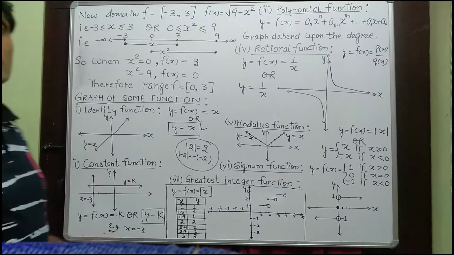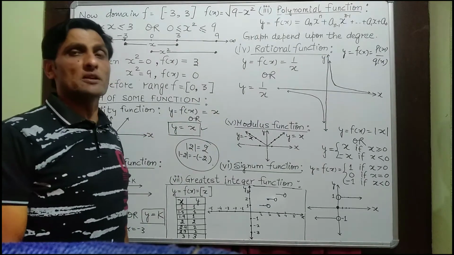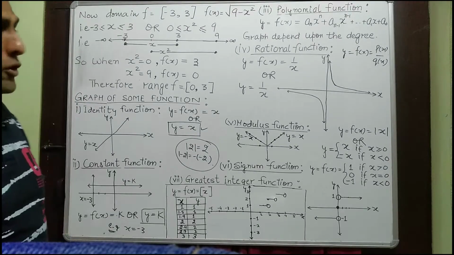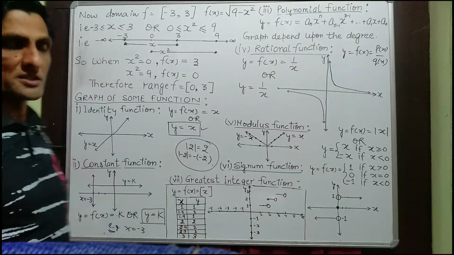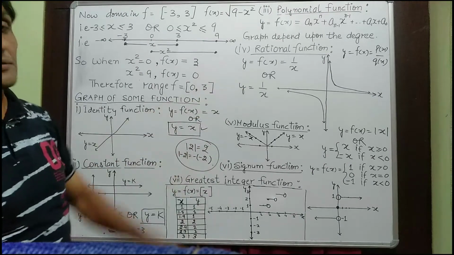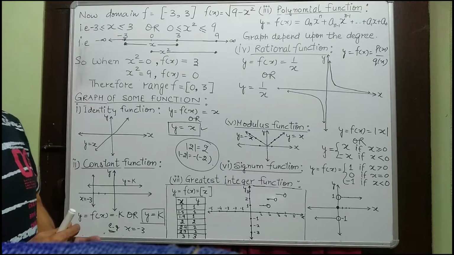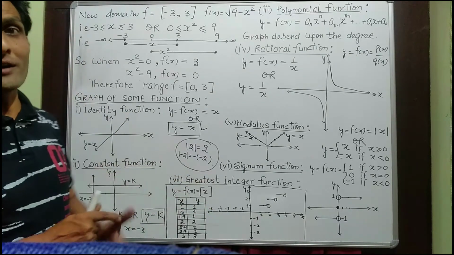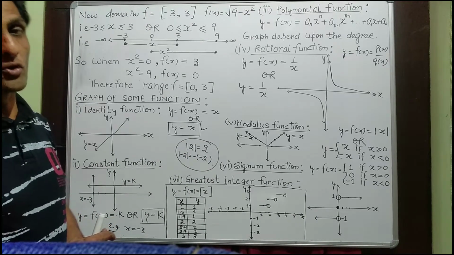Here p(x) and q(x) are polynomials, right? So now the graph of a rational function depends on the ratio of the polynomials. Here, for example, we are taking y = f(x) = 1/x. So here you can see that x and y are related inversely to each other. That is, as x goes on increasing, y goes on decreasing. Similarly, as x goes on decreasing, y goes on increasing.